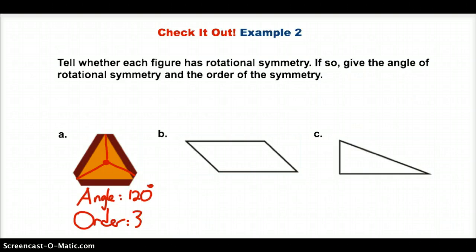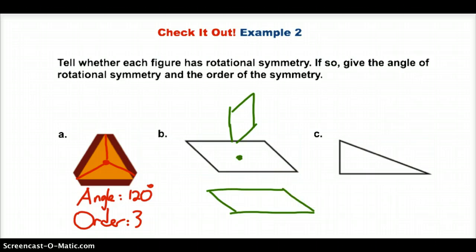Looking at part B, on this one you could maybe say your center is going to be about right here. If you were to rotate this 90 degrees, you'd get something that looks like this, so that's not going to help us out too much here. What if I rotated it another 90 degrees? If you did another 90 degrees, you get something that looks like this, which looks like a replica of what you originally had.